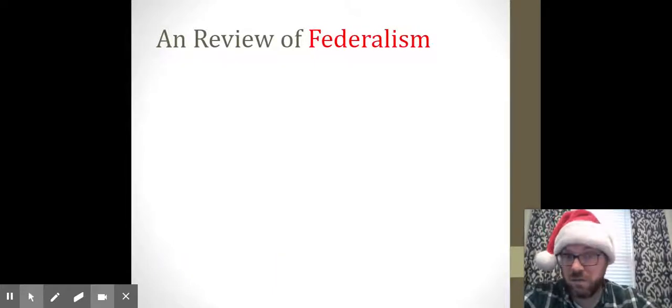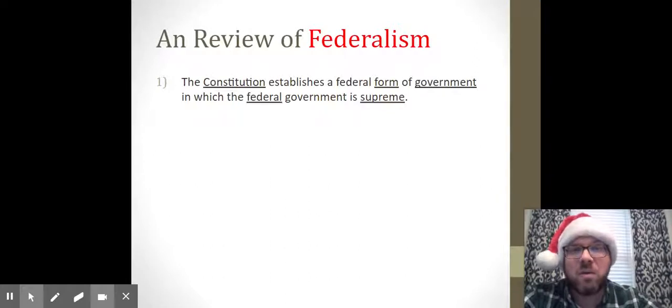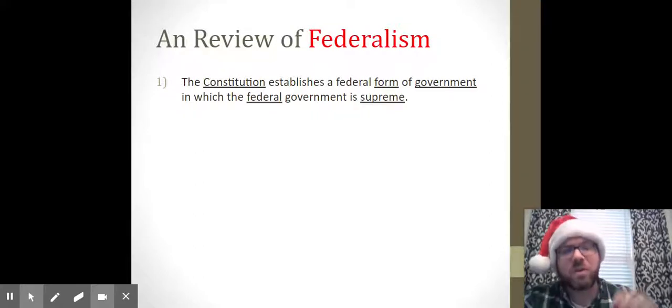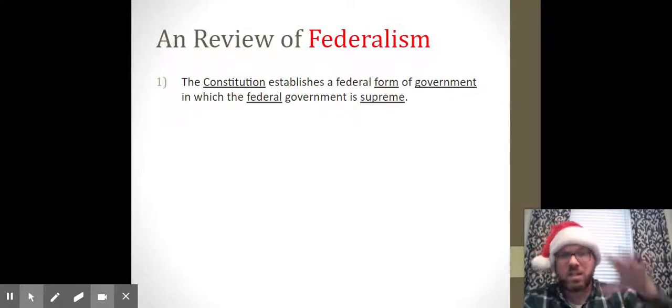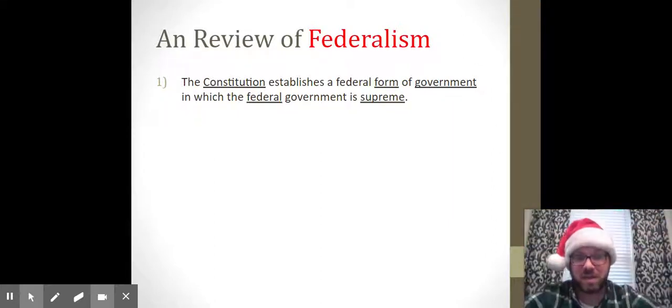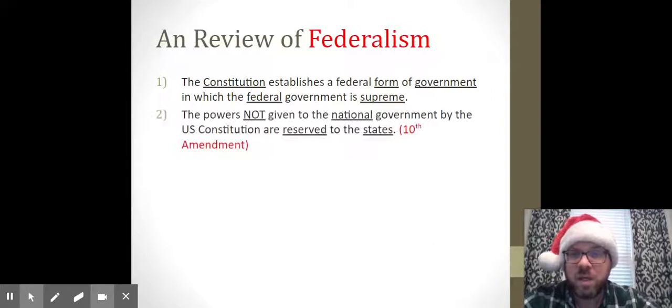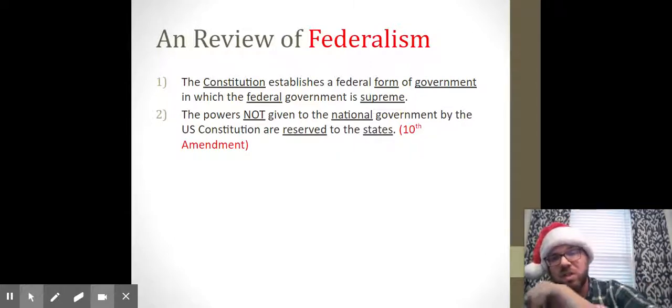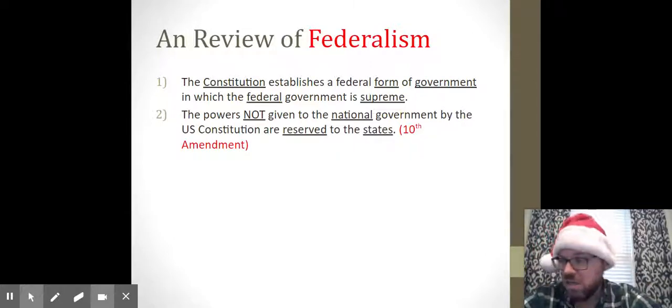So again, a review of the concept of federalism. Our U.S. Constitution establishes a form of government. Our federal form of government is supreme. It's over all other levels, and that's why federal government's at the top of our federalism cake. The powers that are not given to the national government by the U.S. Constitution are reserved for the states. And this is the 10th Amendment again.